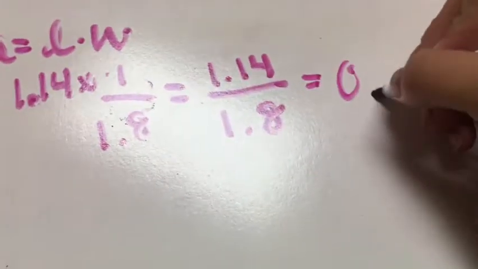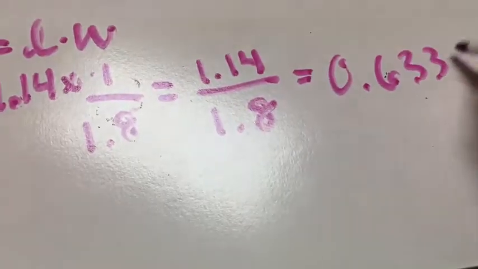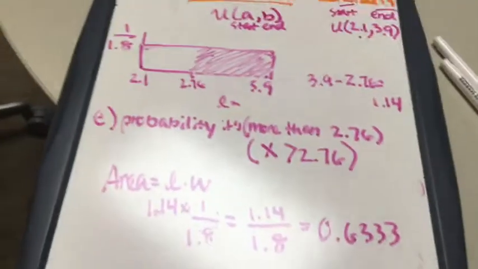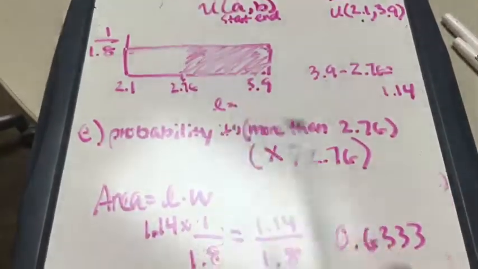And your probability is 0.6333. So the probability of this shaded region is this.